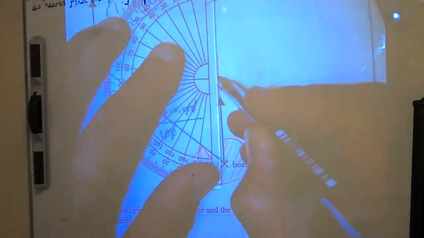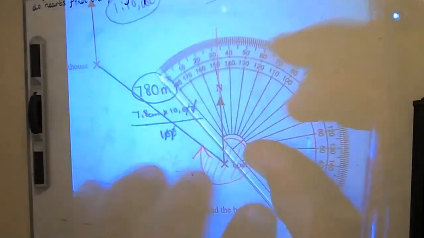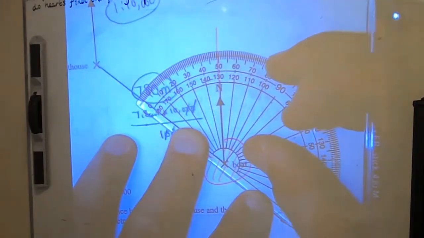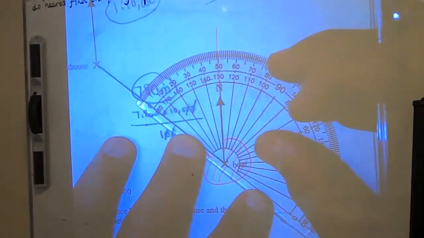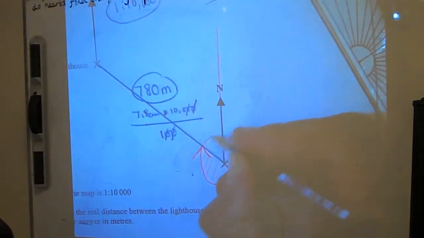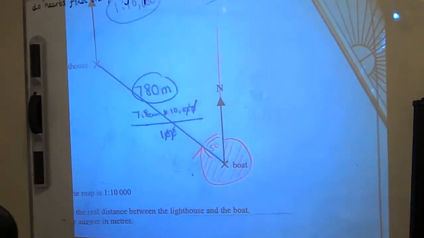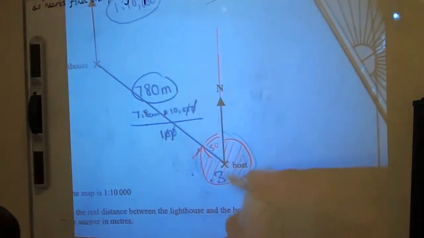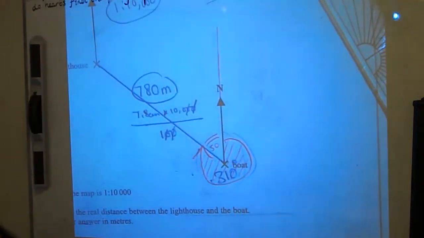Right, let's measure that angle. I'm getting, on my question, 50 degrees. This angle here is 50. So, if that was 50, what's my angle going to be, the one I need? That's going to be 310 degrees.